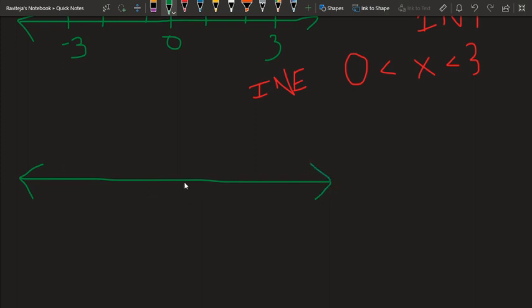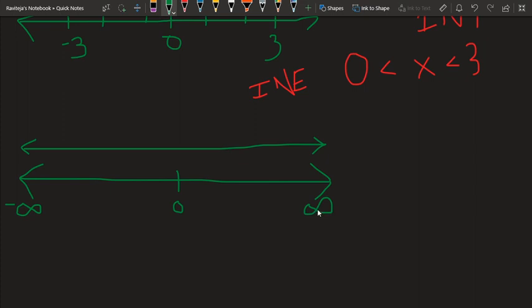And on this number line, we're going to have 0 in the middle, positive infinity on the right, and negative infinity on the left. And our line will simply be a continuous line going in both directions. Well, let's take a look at this. Okay, so let's take a look at negative infinity and positive infinity.